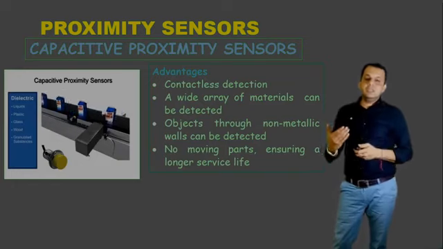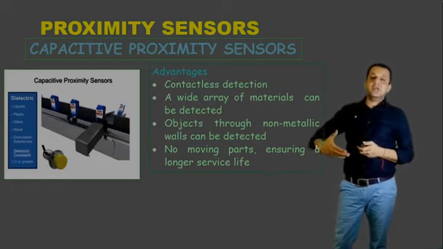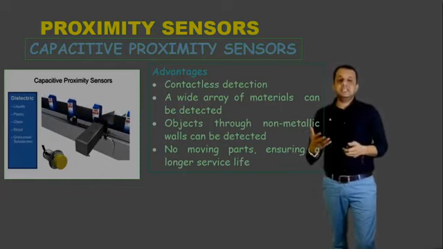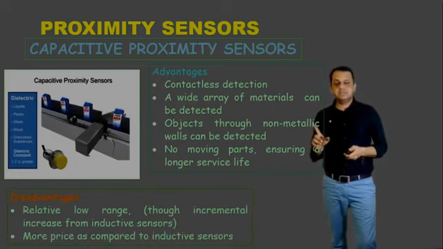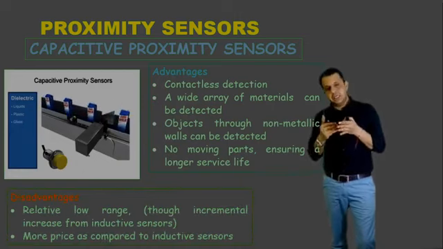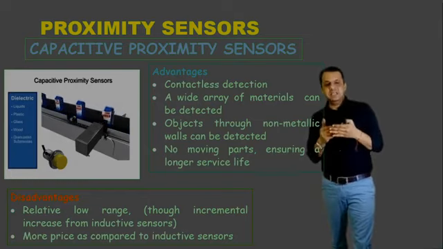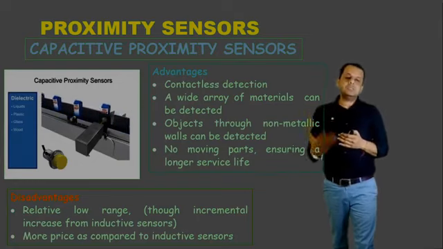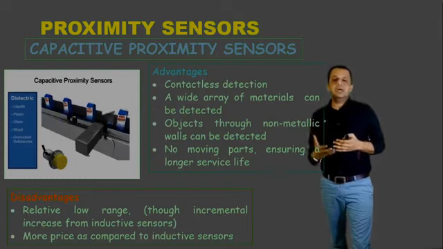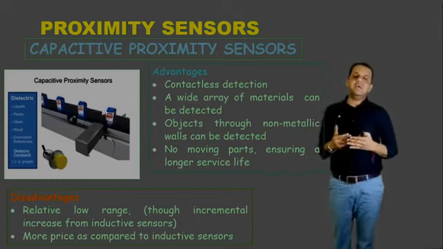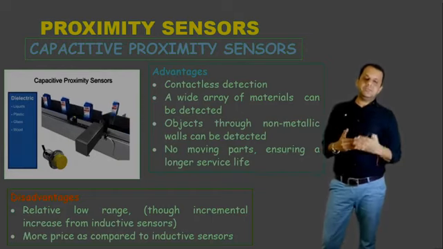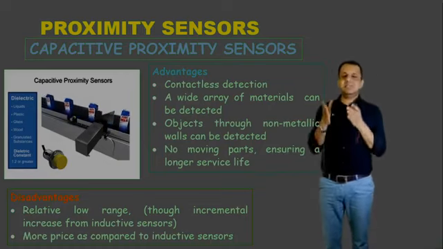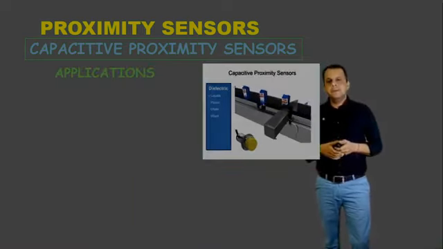And even metallic or non-metallic objects can be detected too. Disadvantage: low range. Low range means the distance between the object and the sensor face. Yes, of course, it is a little bit more adaptable compared to inductive sensors because they have a little bit better working range, and compared to inductive sensors, these sensors are a little bit costly.